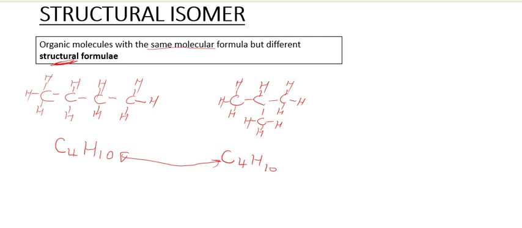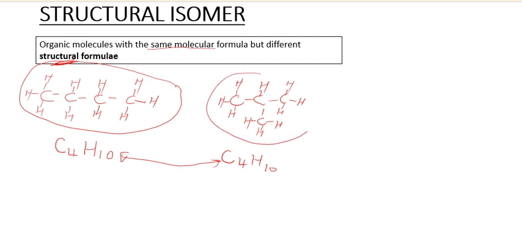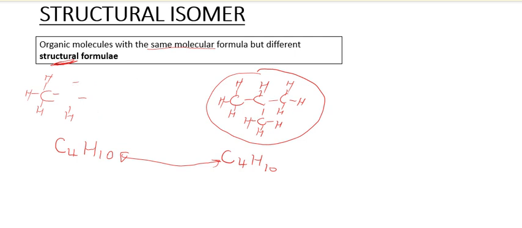If you can see here, the molecular formula is the same, but the structural formula, look at this structure. This structure is straight, there is no branch, but here there is a branch. So the structural formulas are not the same, which means these are isomers. Let's check another example.